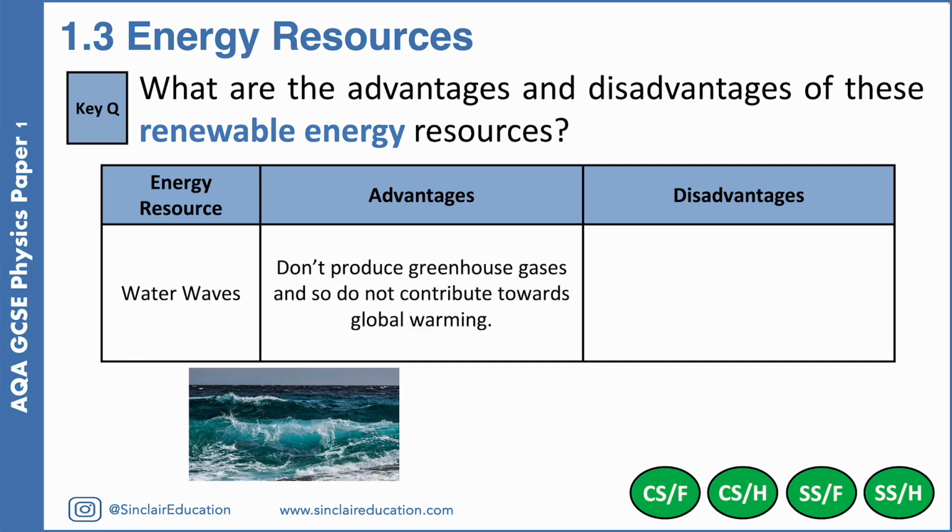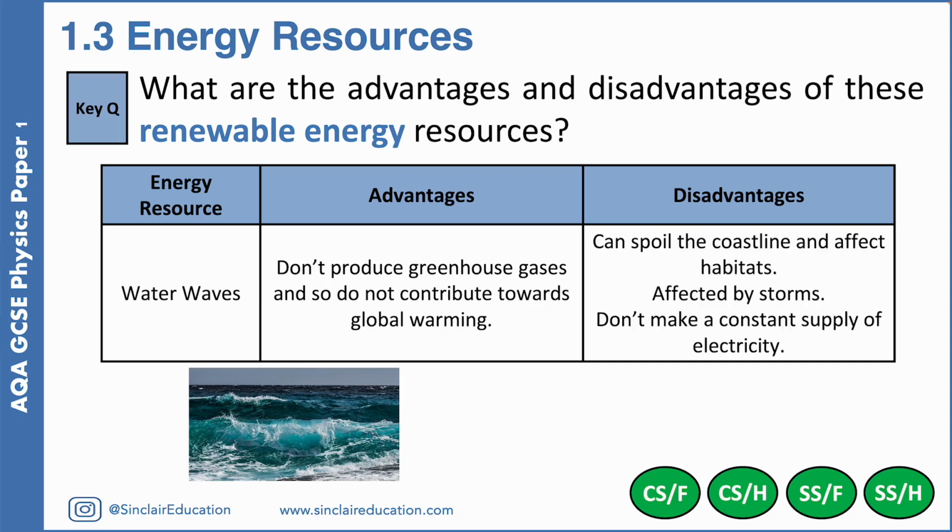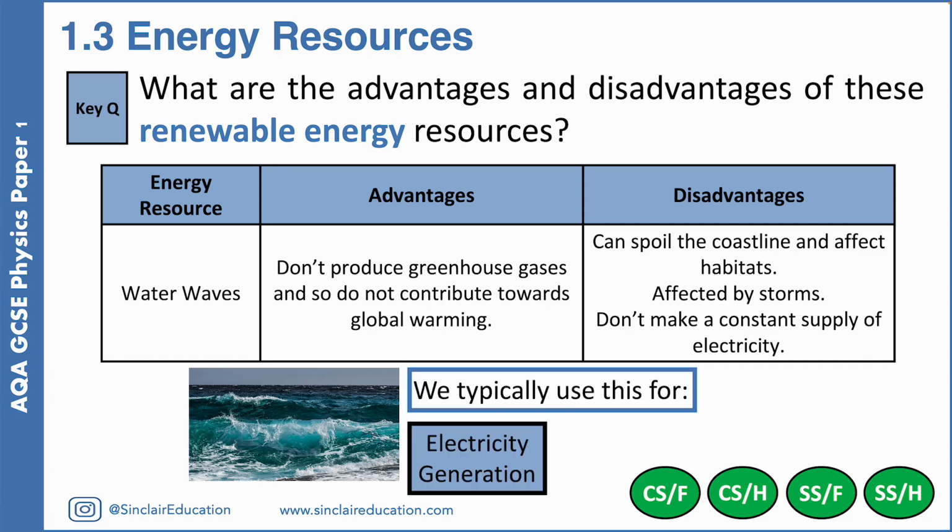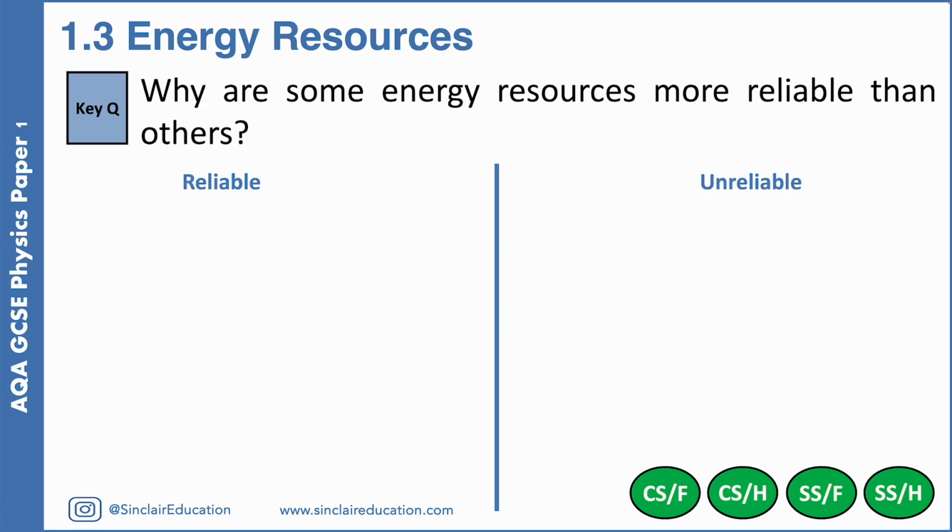Water waves are now harnessing the kinetic energy at the sea's wave surface. It does not produce greenhouse gases and therefore has no effect also on global warming. And as a bonus, it's renewable like the others, and so it won't run out. But it, like tidal, is going to involve being placed on coastlines and has the ability to affect habitats. They can also be affected by storms, which can get quite expensive and difficult to repair. And it also, like wind turbines, does not produce a constant supply of electricity. So it's not particularly reliable. But we use this for electricity generation also.